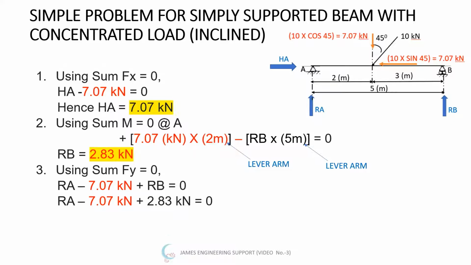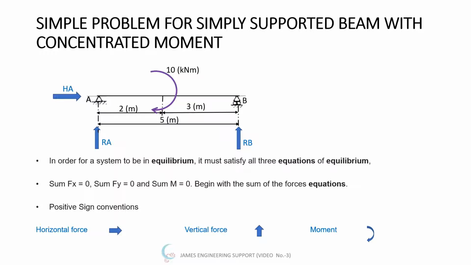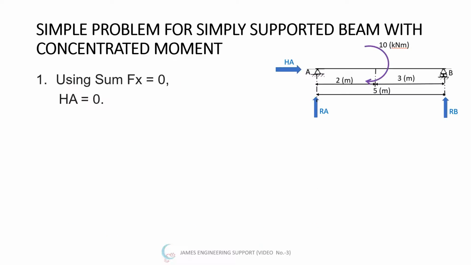After putting the values of RB in the above equation, we will get RA as 4.25 upwards. Next problem will be with the concentrated moment. So here we are considering a 10 kN meter moment acting at 2 meters from A, and the distances we are keeping the same, that is, the beam length will be 5 meters. So let's start the problem.